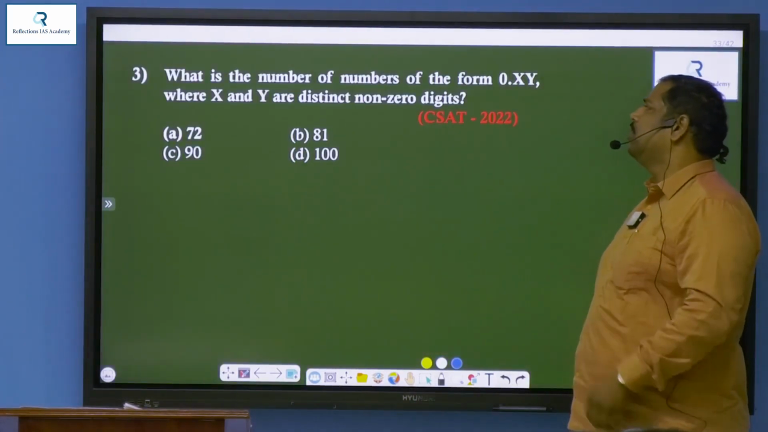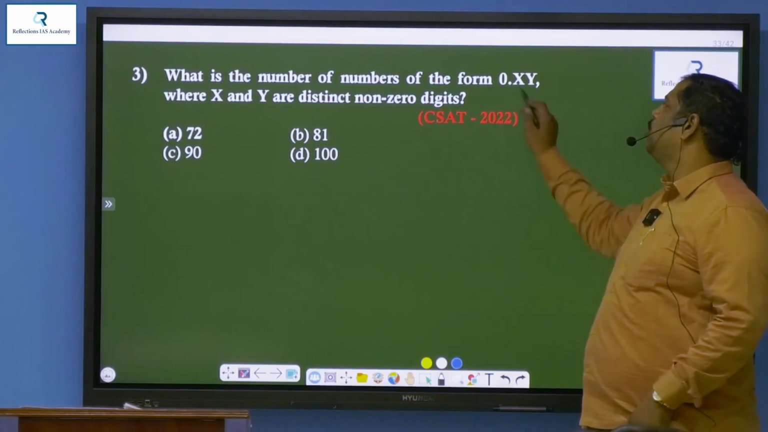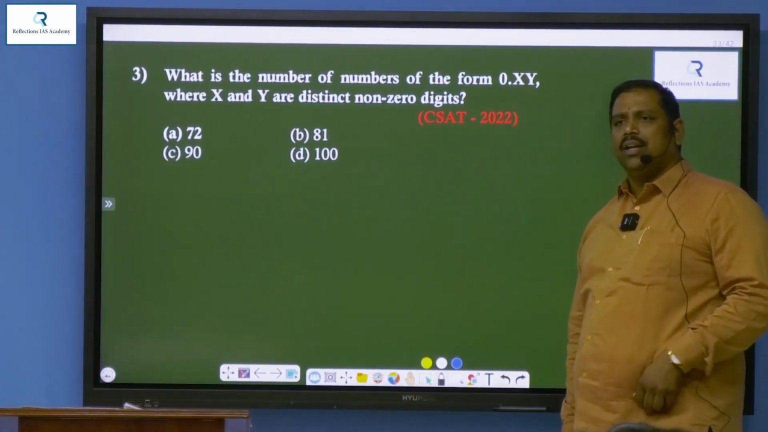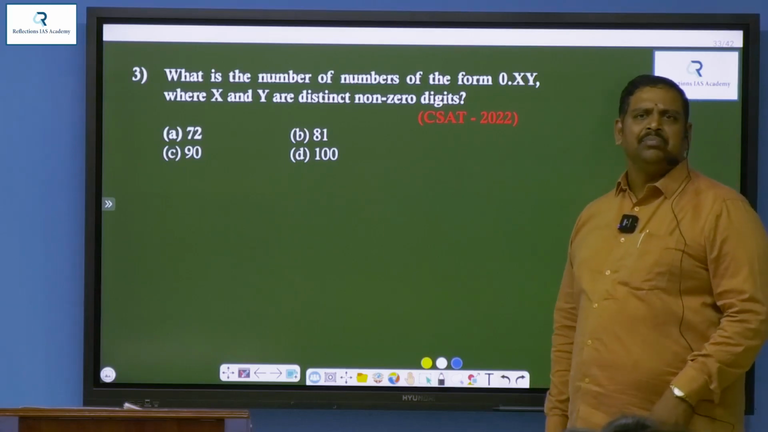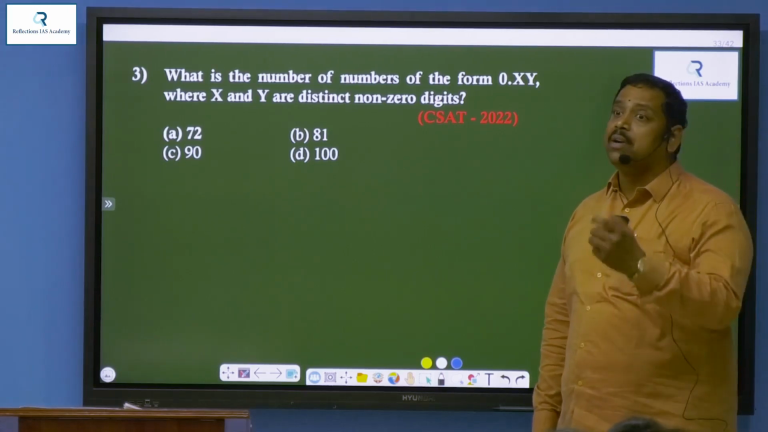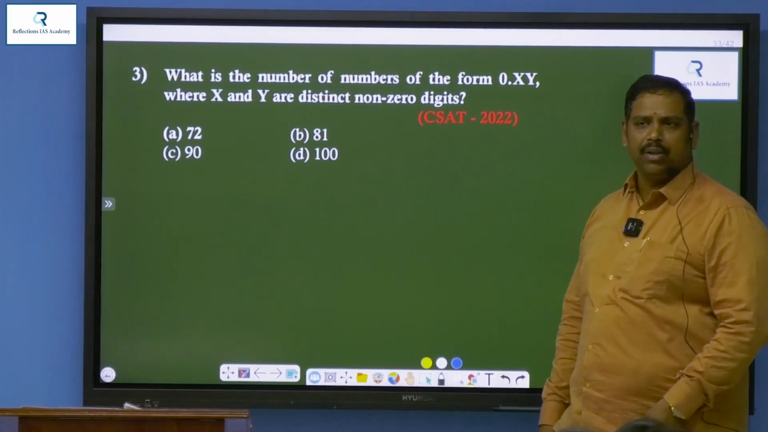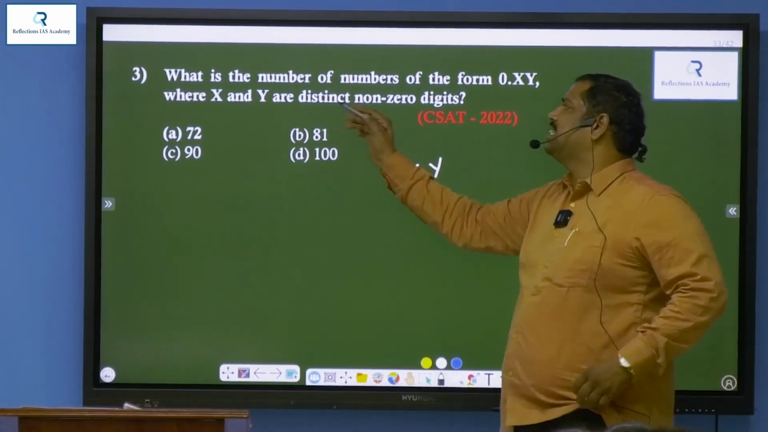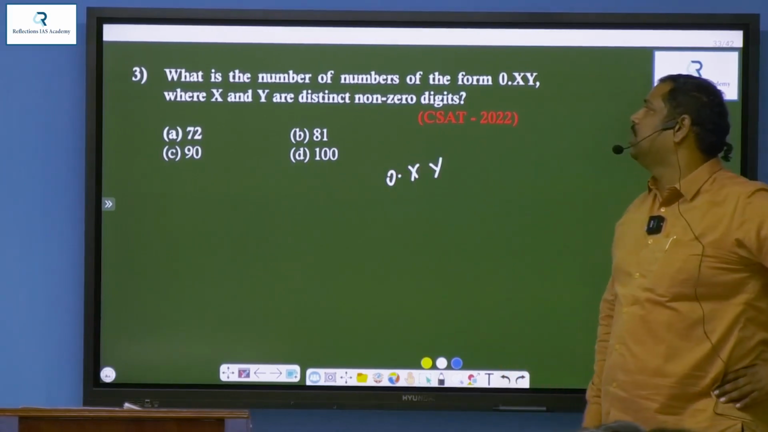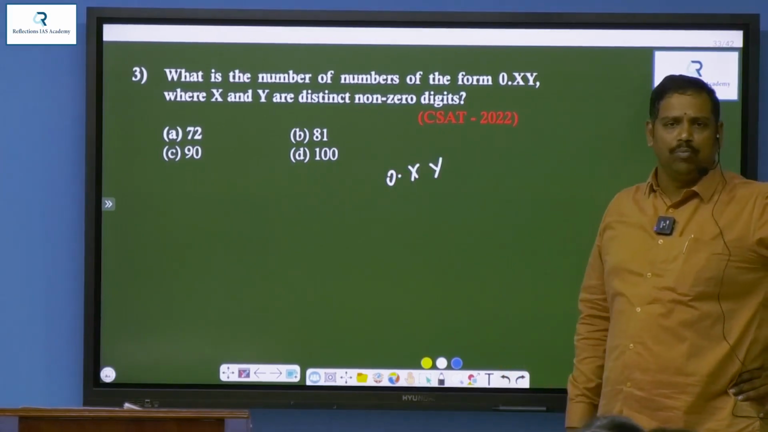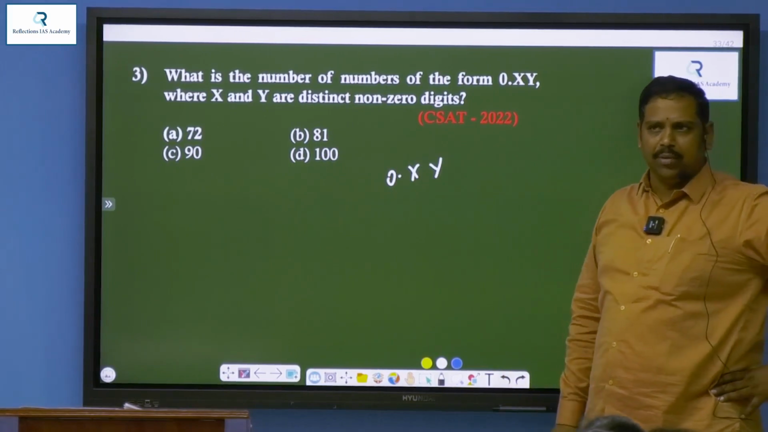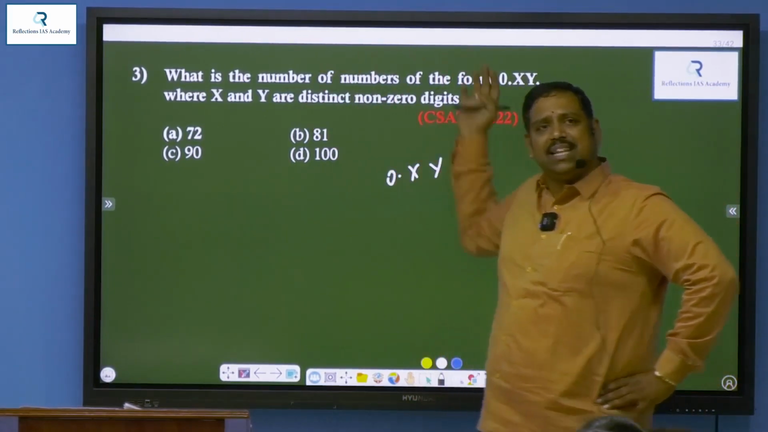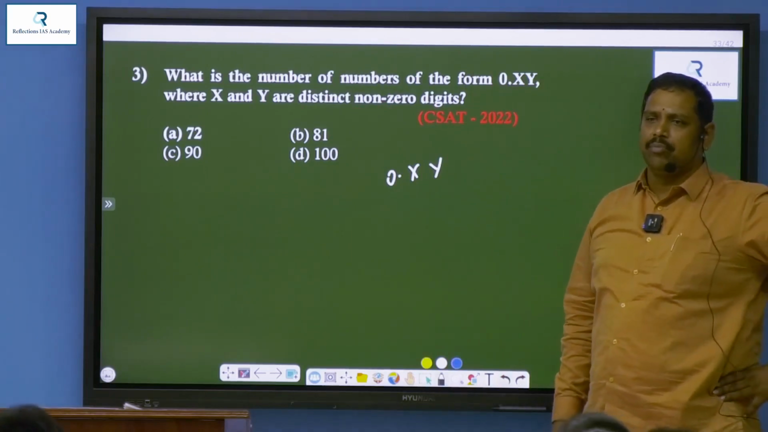What is the number of numbers of the form 0.xy where x and y are distinct non-zero digits? This question you can take as a problem of permutations and combinations also. Okay? 0.xy. So x and y are distinct non-zero digits. No digit is 0. Both are distinct. How many possibilities are there? He is asking, what is the number of numbers? How many such numbers are possible?